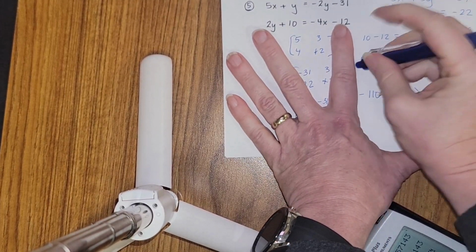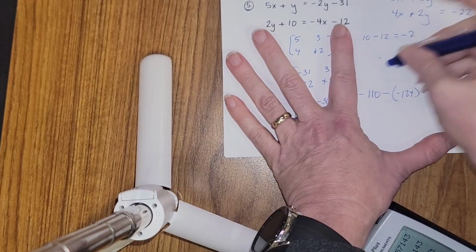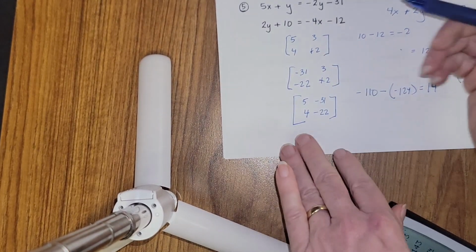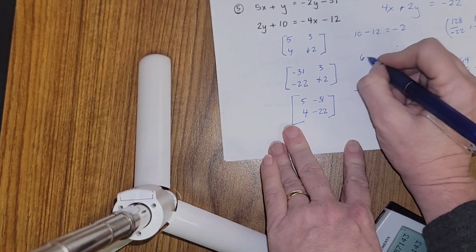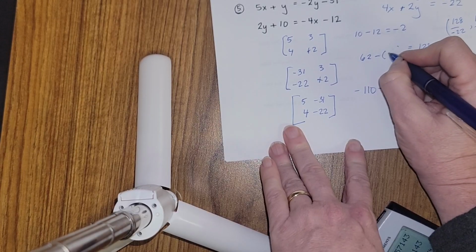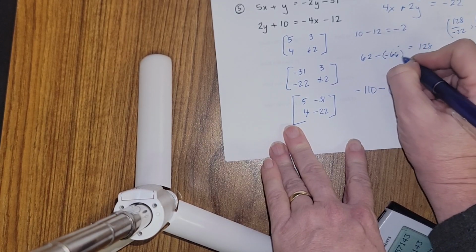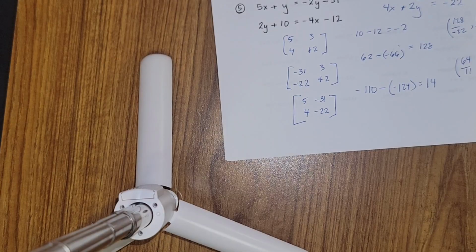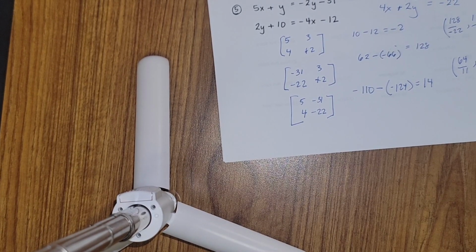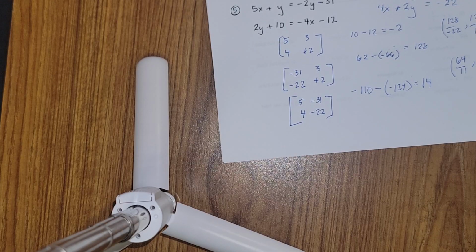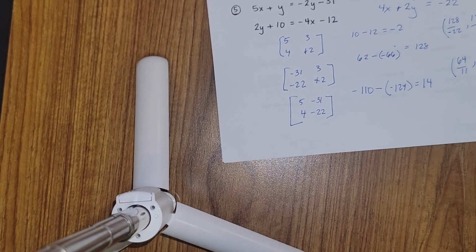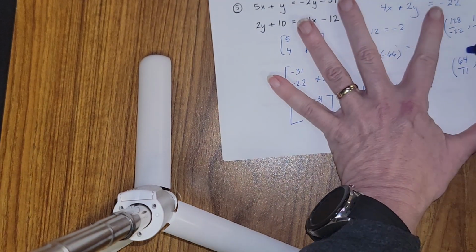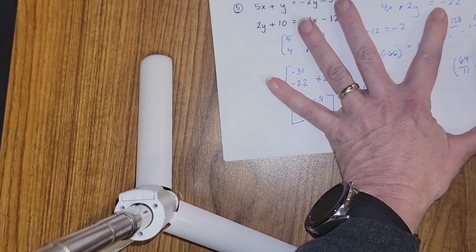Okay. And this one will be 62 minus negative 66. So that one, somehow I got that one right. I don't know what I was doing. But that definitely changes things for it to be over negative 2 instead of negative.